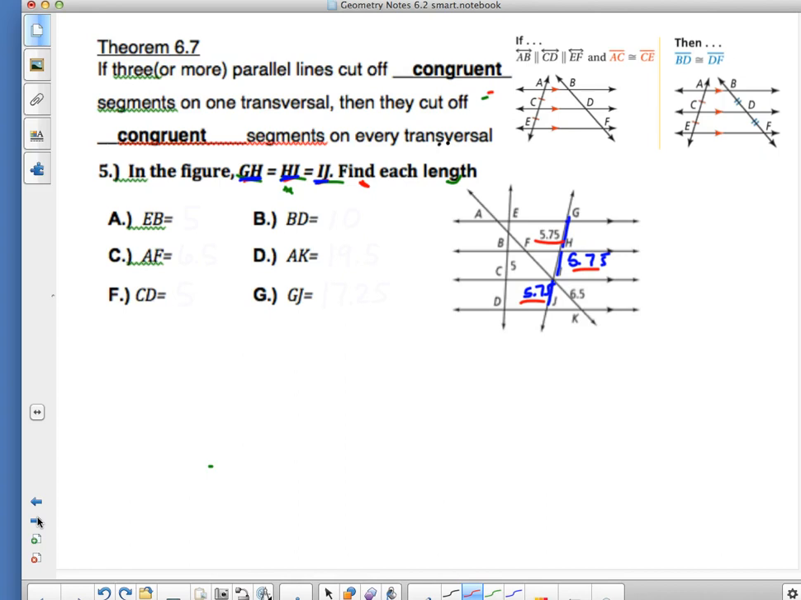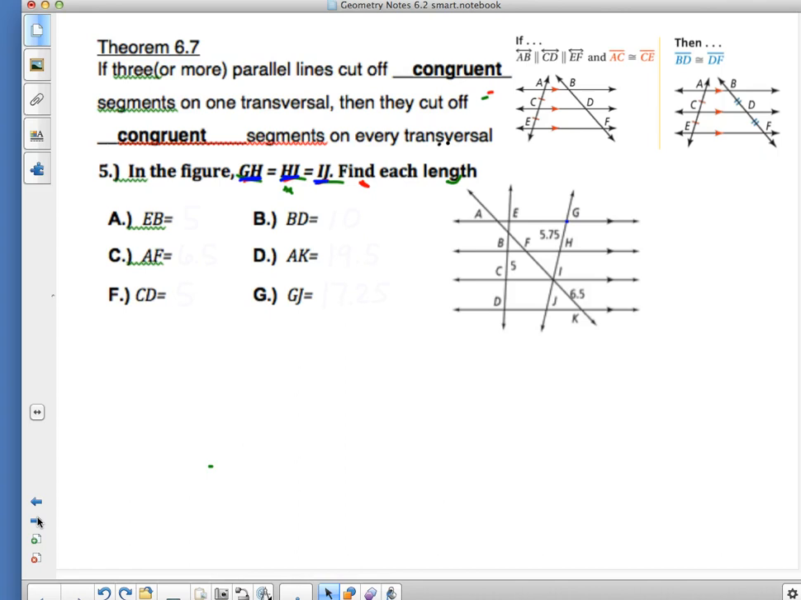So now, keep in mind, let me get rid of the reds here, because I want to use red. Gosh darn it. There we go. So now if I use AF, FI and IK. IK is 6.5. So FI is 6.5. And AF is 6.5. Does that make sense? The greens are all the same measure. And I know that EB, BC, and CD will all be the same measure. They'll all be 5 because I am told that BC is 5.